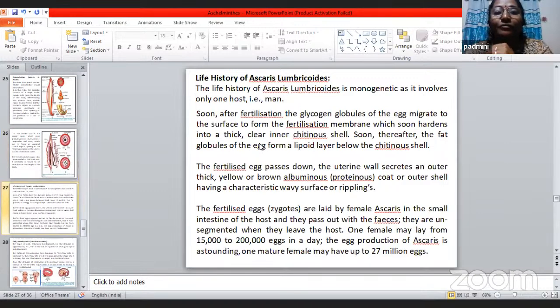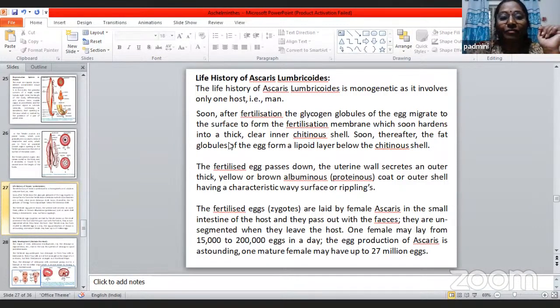And what happens soon after fertilization of the egg, when cross fertilization occurs with the semen? After the fertilization, the glycogen globules of the egg migrate to the surface to form a fertilization membrane, and soon it hardens to form a thick chitinous shell. Why a chitinous shell? Because once it goes outside into the environment, it has to take care of itself from different hard, unfavorable conditions. So when it is covered by a thick chitinous shell, the fertilized embryo, the zygote, is safe inside until a favorable condition returns. So that is why they are made up of this chitinous shell.